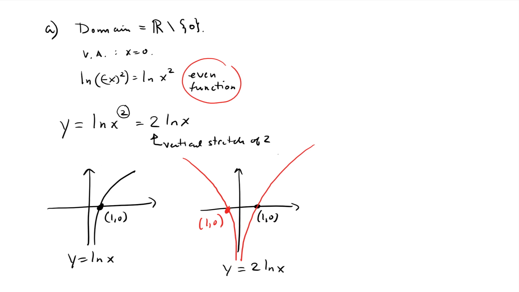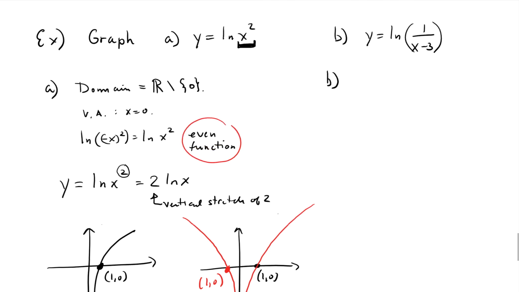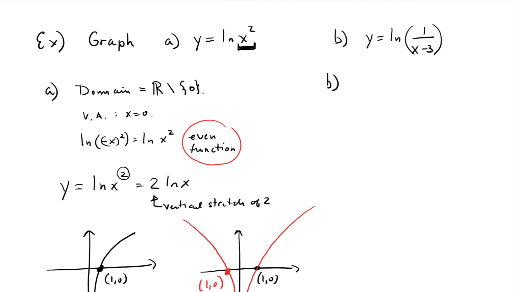Let's take a look at B now. Our function is ln of 1 over x minus 3. First thing I want to do maybe is calculate the domain. For the domain, two things must happen. I need to have 1 over x minus 3 positive, and I don't want to divide by 0. But if that's positive, automatically x minus 3 is going to be different than 0. So the first inequality just takes care of both.